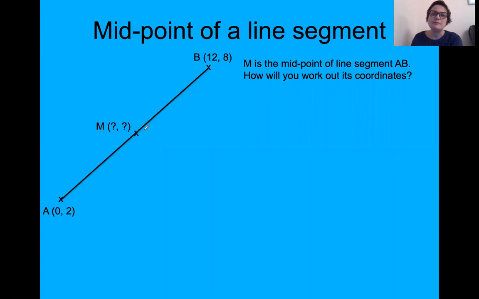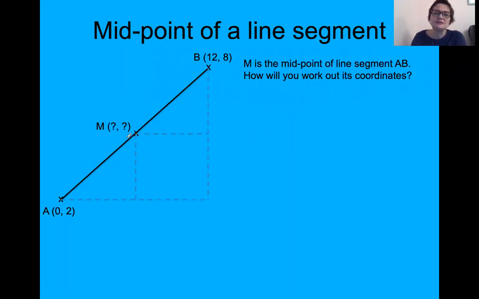It says M is the midpoint of this line segment AB. How will you work out its coordinates? We have the coordinates of point A as (0, 2), and point B as (12, 8). Now, to find the midpoint here, how do we do this?